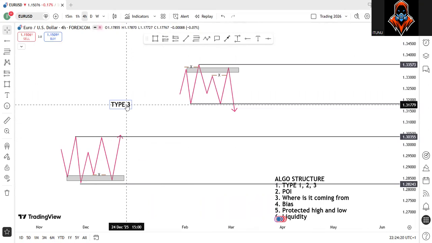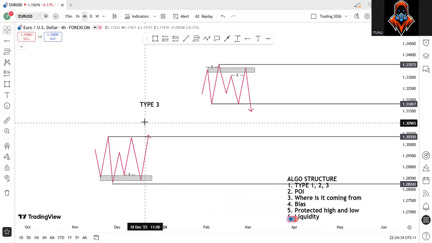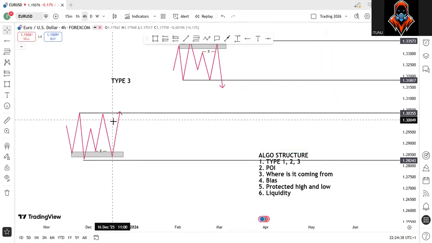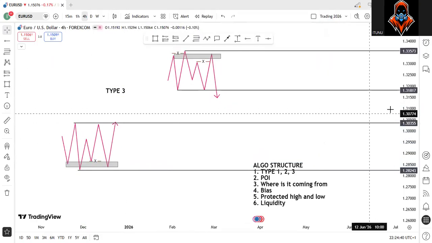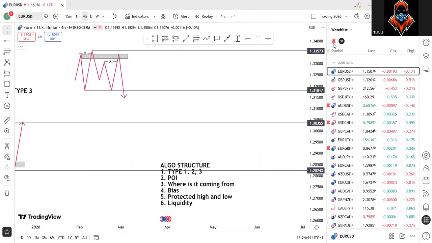So this setup does not work on its own. It has to work in alignment with the higher time frame, the bias of the market, and where the market is heading to. Everything has to align with each other. So I'm also going to talk about where it's coming from. That I'll have to show on the chart. So let me remove all this and we'll go straight to the chart.